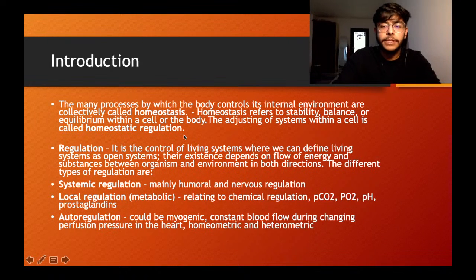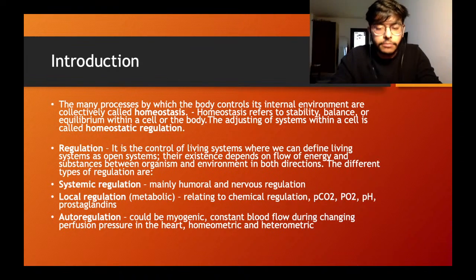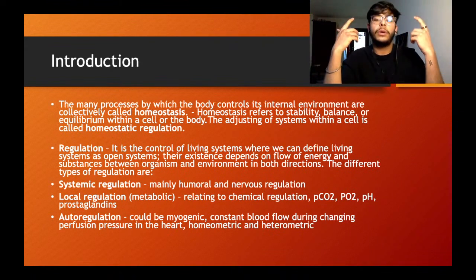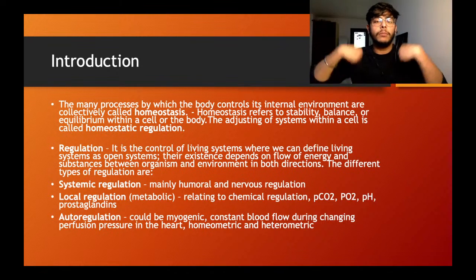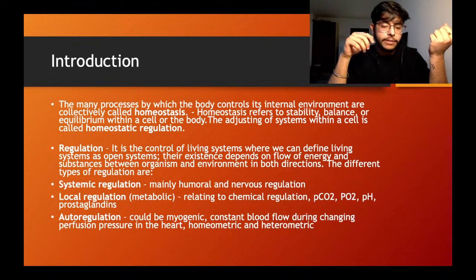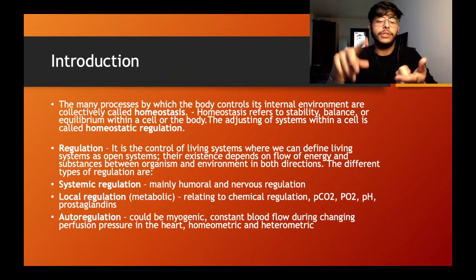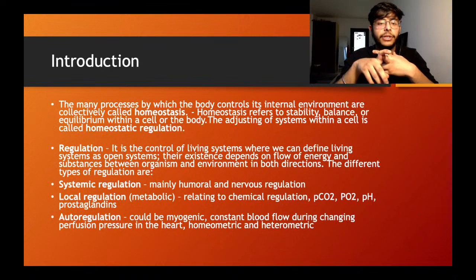And these adjustments within a cell are called homeostatic regulation. Now, regulation in the human body is of three main types: systemic, local, and auto. So systemic, from the word itself, is something that would have an effect on the whole body. That has mainly two parts, which are the humoral and nervous regulation.